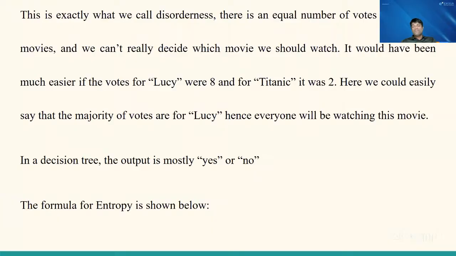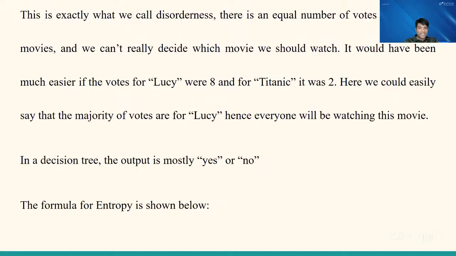So they are kind of similar. This is exactly what we call disorderliness. There is an equal number of votes for both movies, and we can't really decide which one to watch. If the votes for Lucy were 8 and for Titanic 2, it would be easy to vote for Lucy. But since it is a very close one, 4 and 5, you may argue with me, but that doesn't happen in real-time data. So here we try to output which movie to watch.